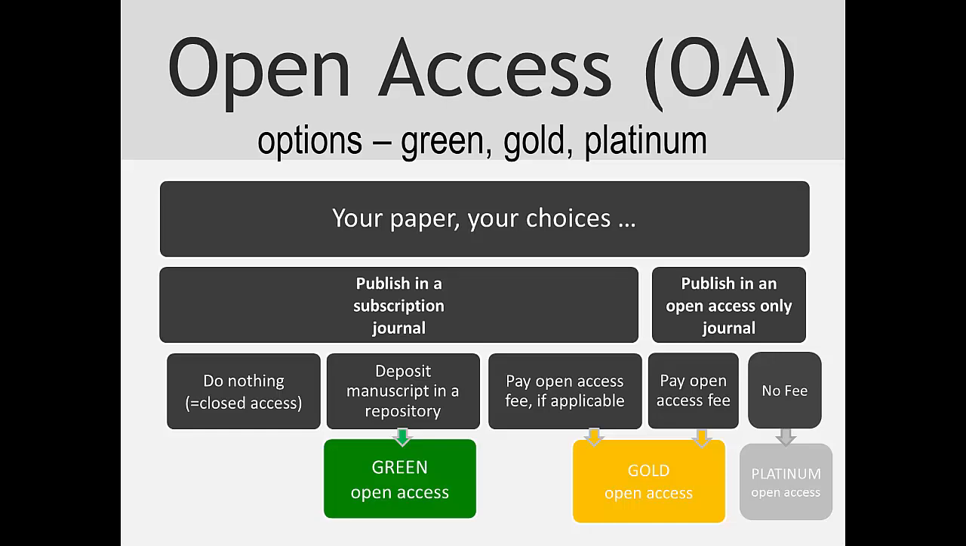Some big open access journals charge an open access or article processing charge to cover the costs of running the journal and making it freely available. Other open access journals don't charge any fees, but they tend to be specialist journals, so there may not be a suitable Platinum journal in your subject area.